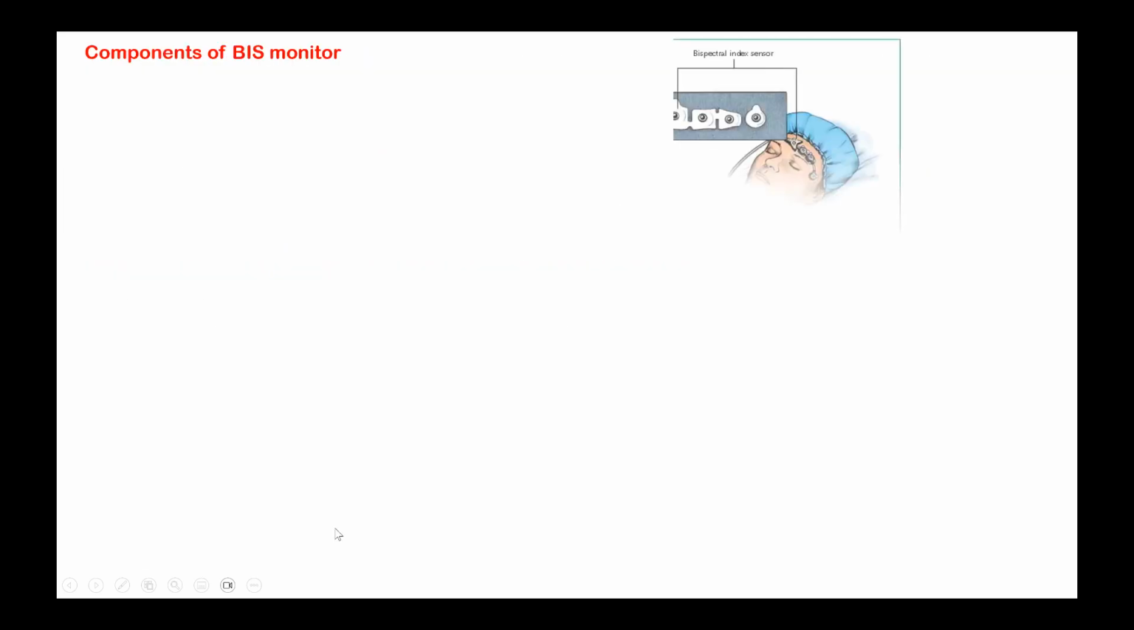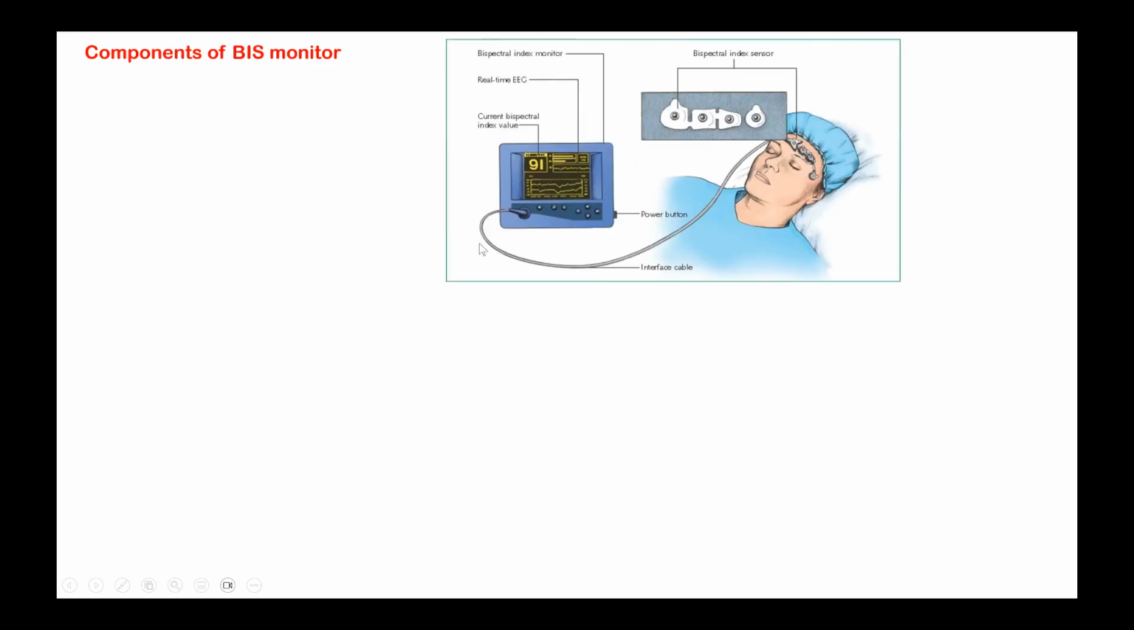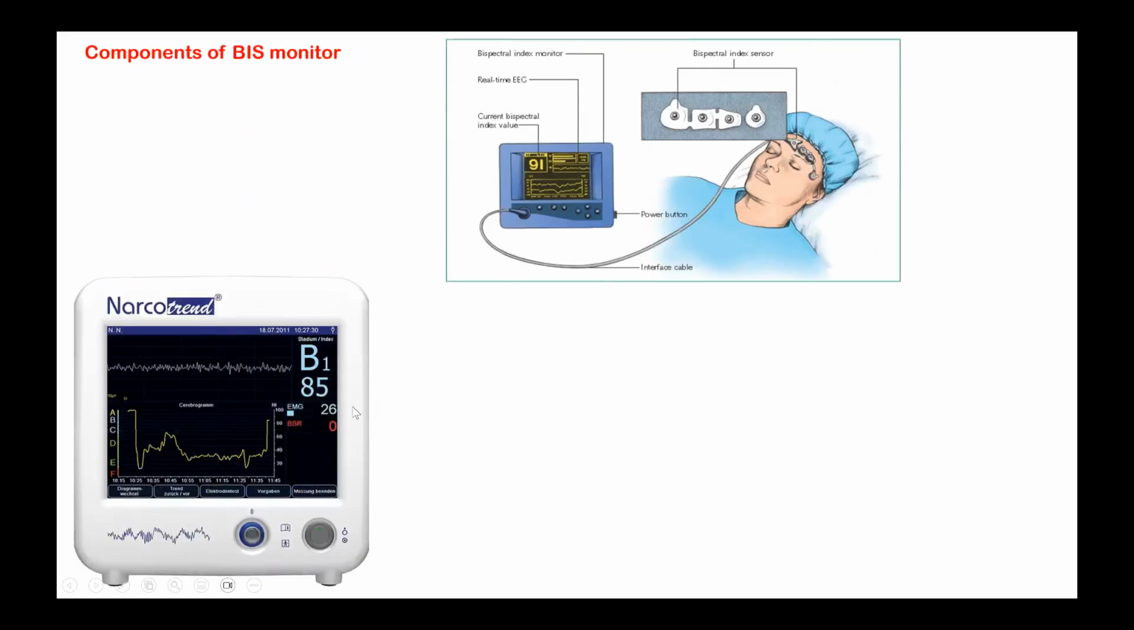And the components, as I showed you, these are the 4 electrodes which are placed. This is the index interface cable, and this is the monitor with the values being given, and there is a power button and all that. And this is the display in Narcotrend. That is where I told you this is the visual display of the EEG signals, and this is given in the alphabetical range.